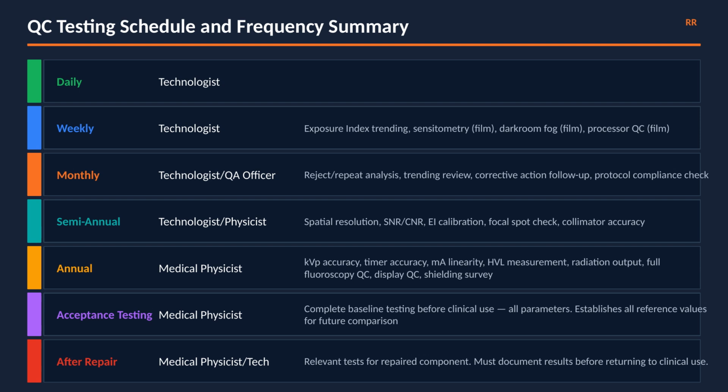Weekly, technologist: exposure index trending, sensitometry for any film systems still in use, darkroom fog if applicable, and processor QC for film chemistry. Monthly, technologist and QA officer: full reject and repeat analysis, trend review, corrective action follow-up, and protocol compliance audit.